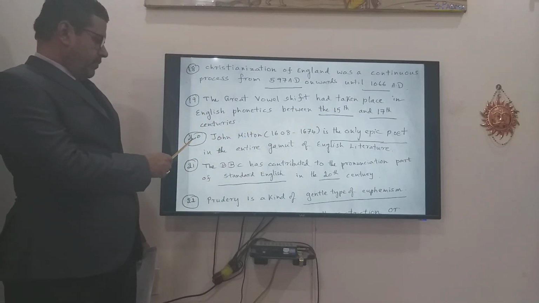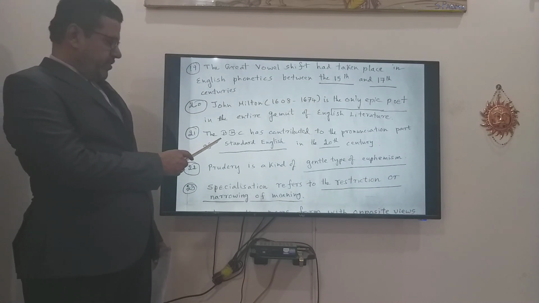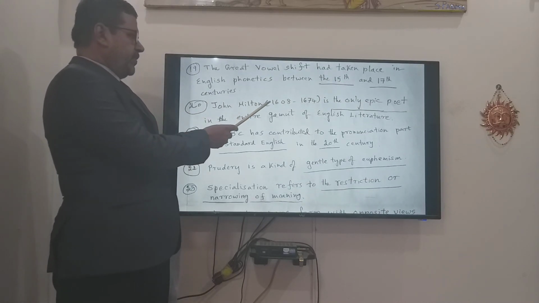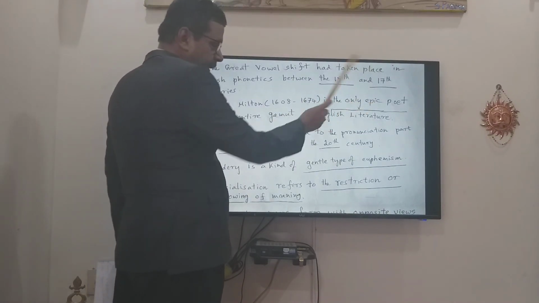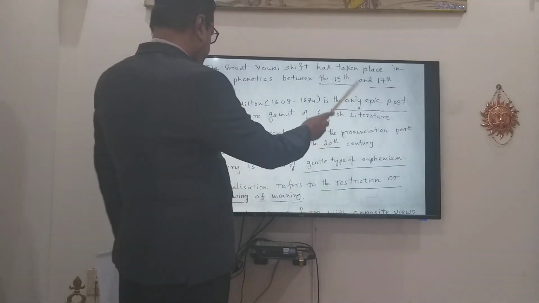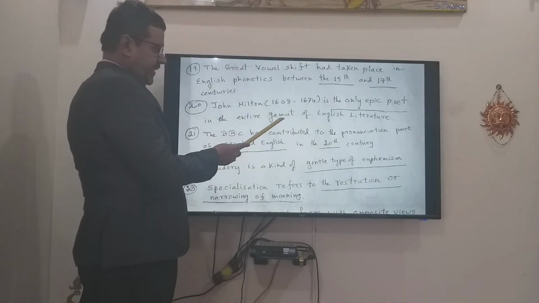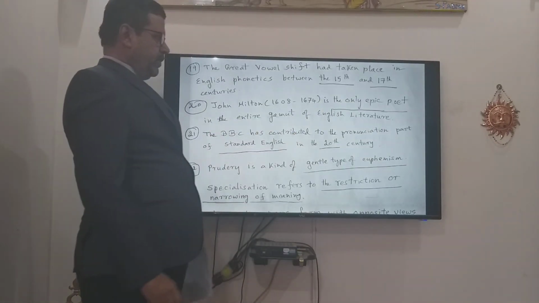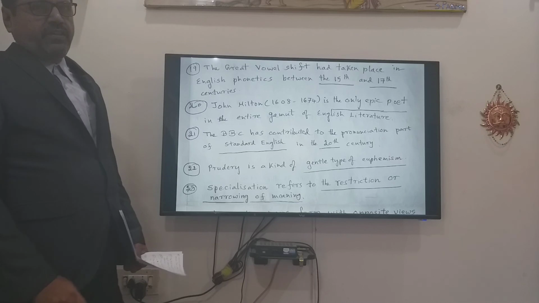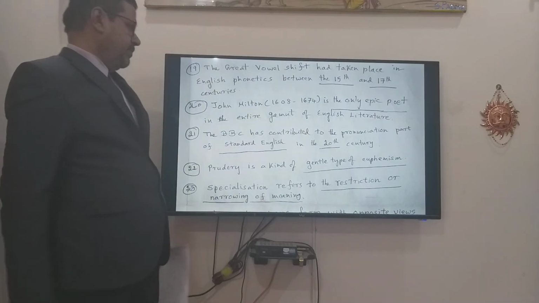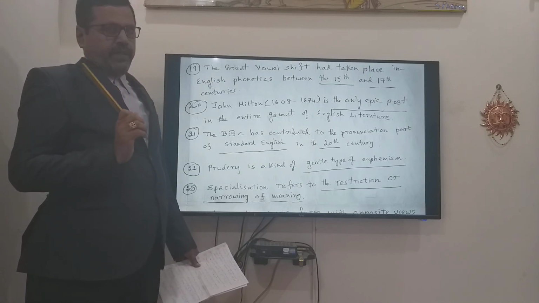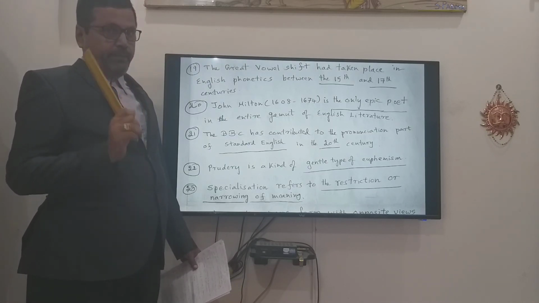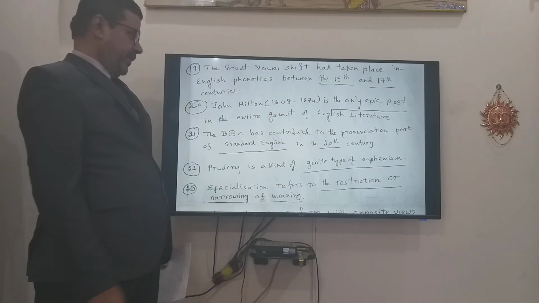20. It's related to John Milton. John Milton, 1608 to 1674, is the only epic poet. Don't forget the word epic poet in the entire gamut of English literature. So he is the first epic poet. They may ask like essayist, poet, epic poet. You have to answer epic poet.